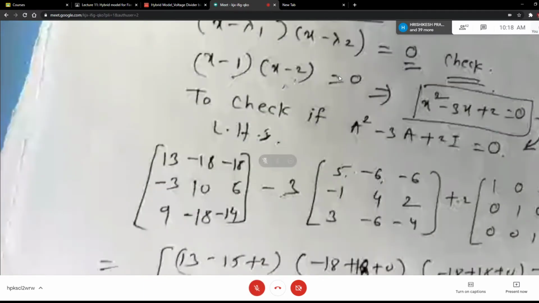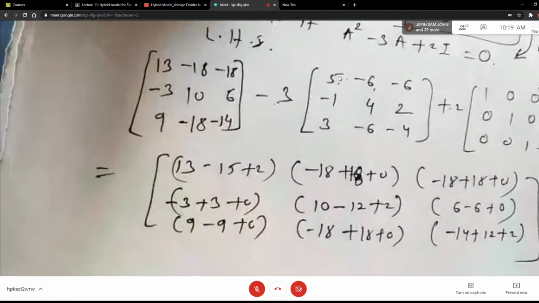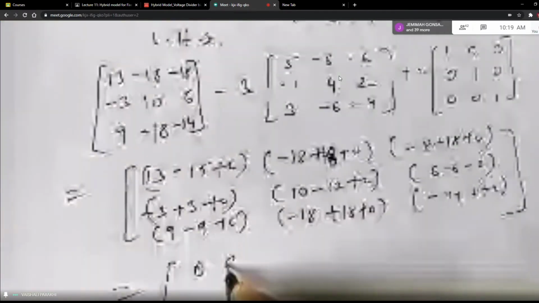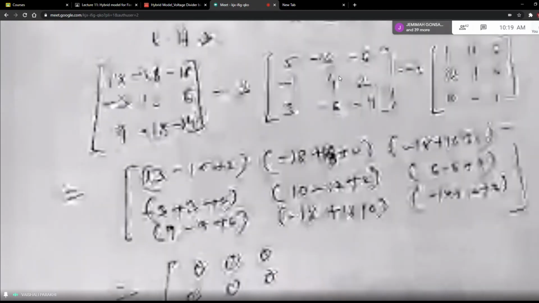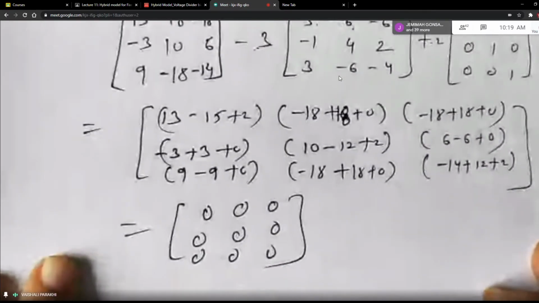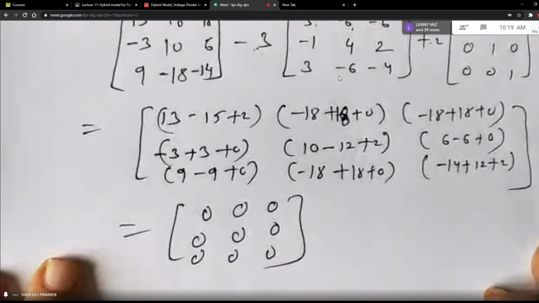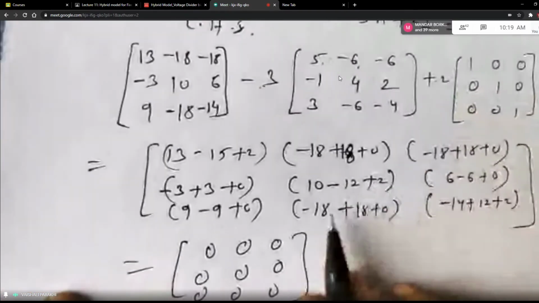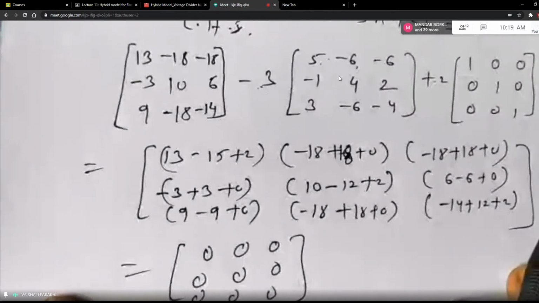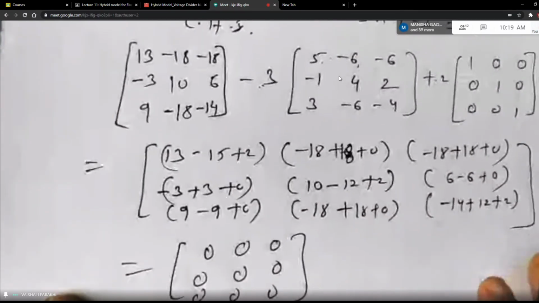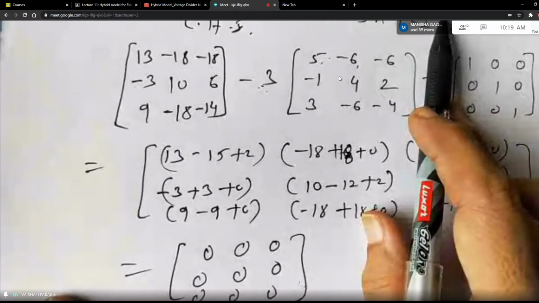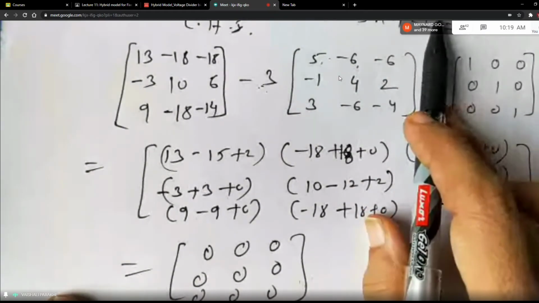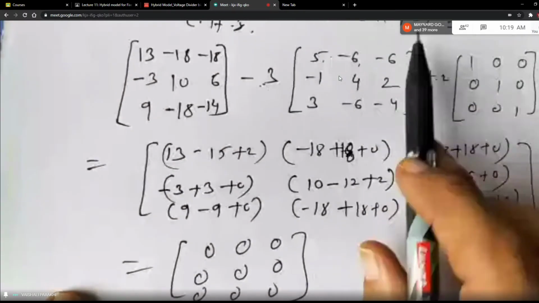Okay. Yes. So now isn't it null matrix, students? All the elements are becoming zeros, right? Means the equation is satisfied by matrix A. Okay. So what is your minimal? Suppose this equation is not satisfied. Suppose you are not getting the null matrix on the right hand side. Then this equation will not be the minimal polynomial. You followed what I am saying?